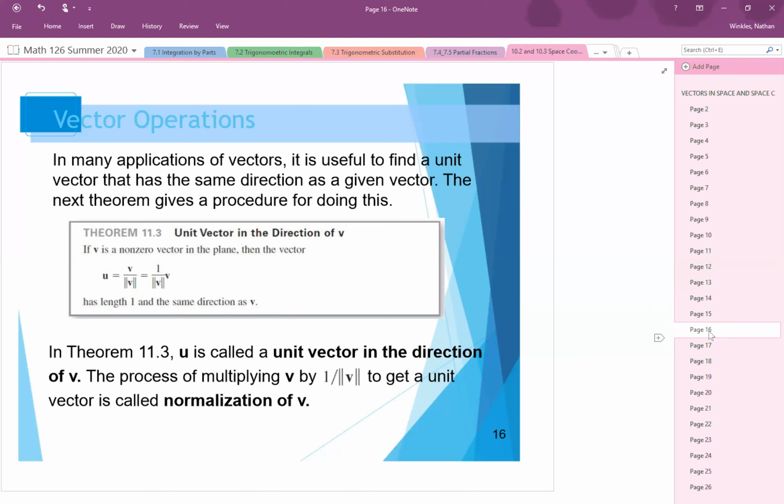This process of multiplying v by 1 over the magnitude of v to get a unit vector is also called the normalization of v. So we can still do different things with it. Sometimes we just have to pay attention to the wording on what we're actually finding. Sometimes it might say unit vector, sometimes it might say normalize.